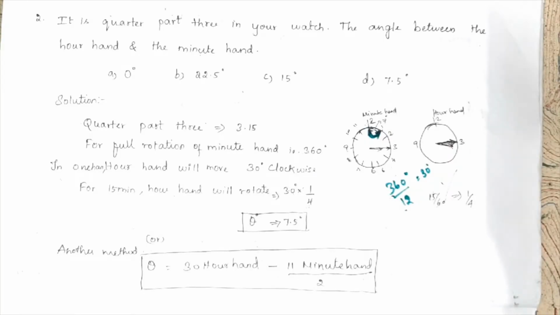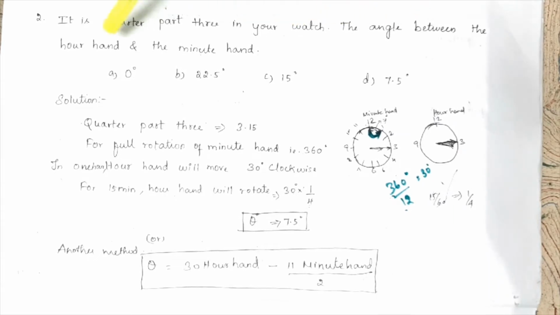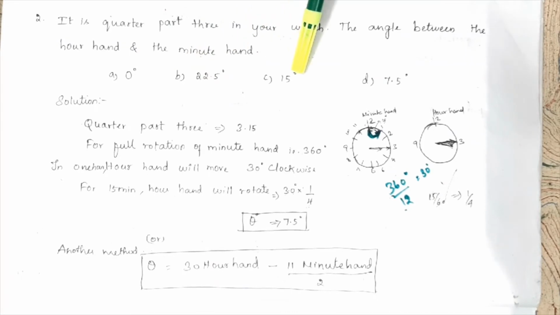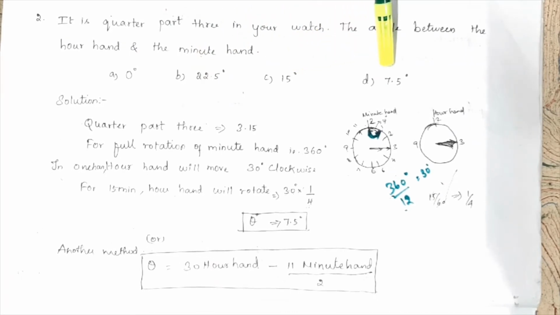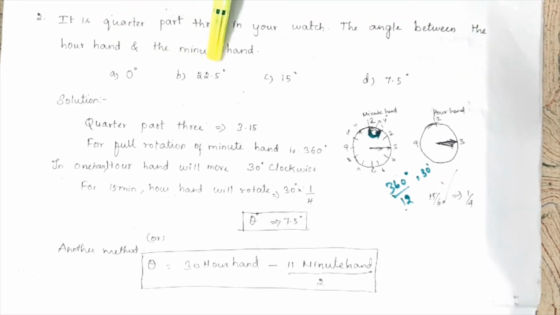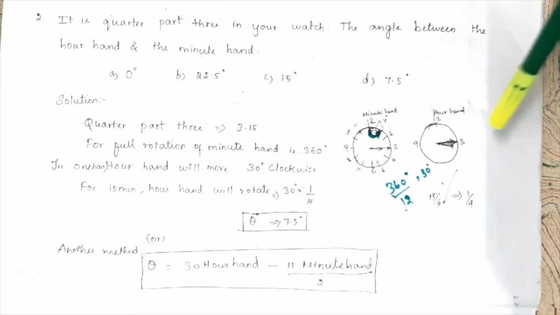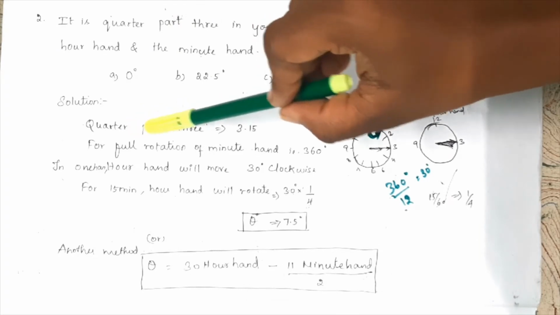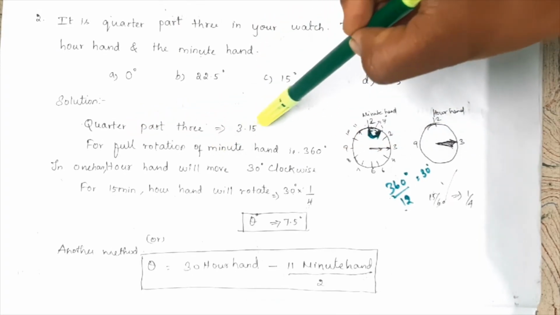Second problem: it is 3:15 on your watch, what is the angle between the hour hand and the minute hand? This is the given problem. We have four options: 0 degree, 22.5 degree, 15 degree, and 7.5 degree. We have to calculate the angle between the hour hand and the minute hand. The given data is 3:15, that is 3 hours 15 minutes.